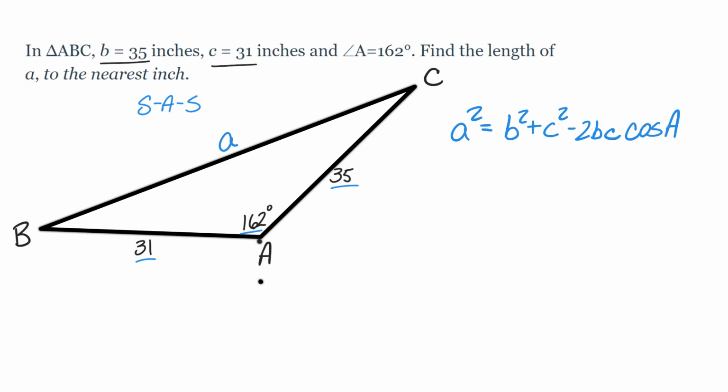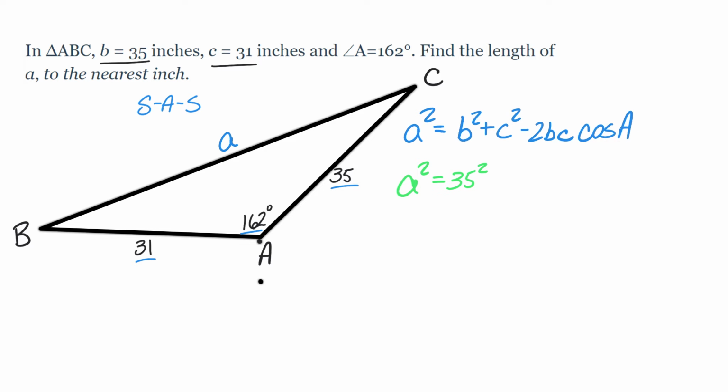I don't have to do this every single time, but what we do is we fill in the parts we have. We don't have A squared. We do know that B is a measure of 35. We know that C, I'm going to run out of room, so let me just move this over a little bit. We do have C, and C is 31, minus 2 times B times C cos of A. Well, A is 162.